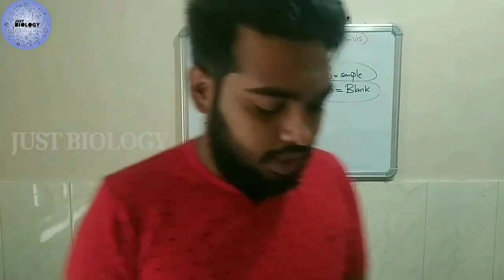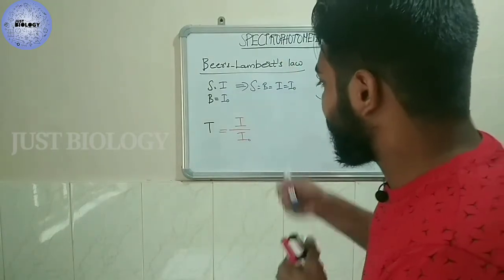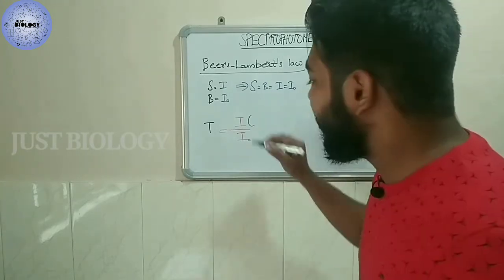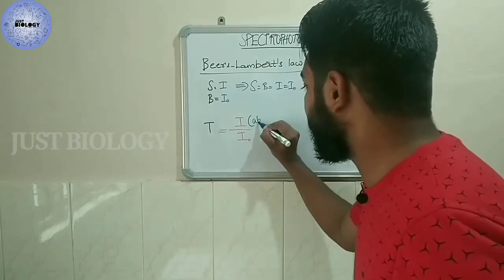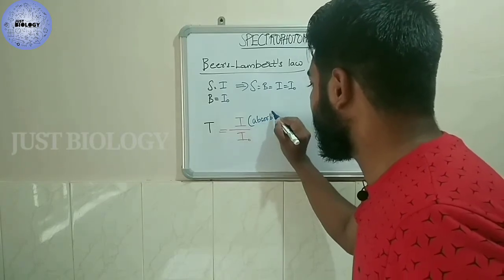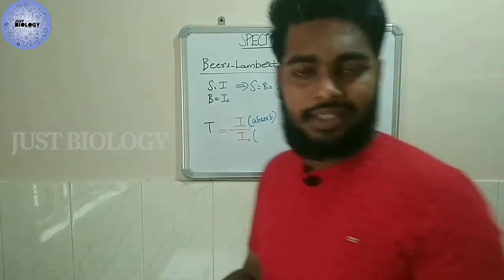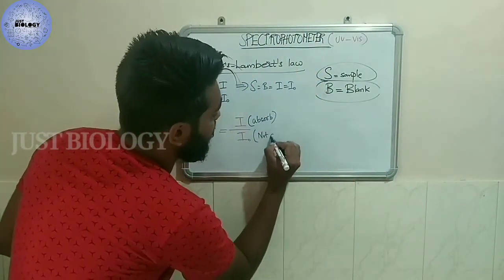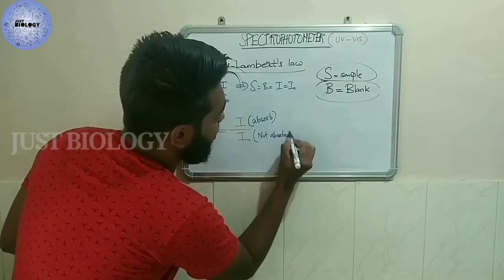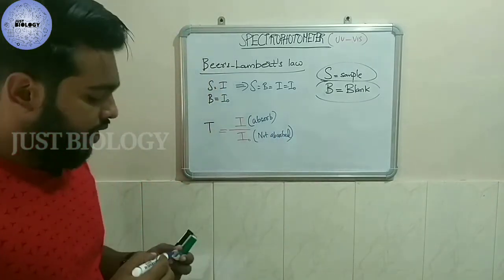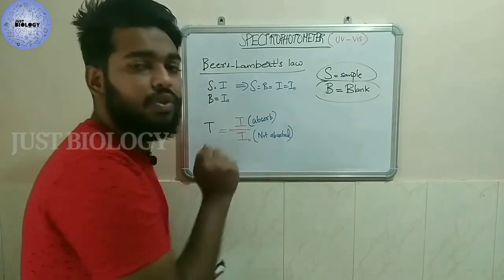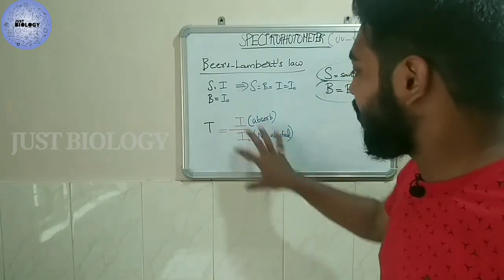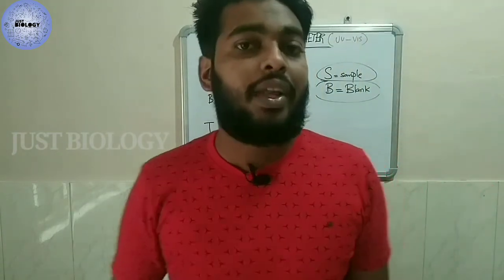Let's consider this equation. I have told you, this I is the light absorbed. So this is absorption, absorbed by the molecule which is present in the sample. But in the case of I0, this is not absorbed. So what we can do here is convert this formula in terms of absorption. How do we convert this formula in terms of absorption?